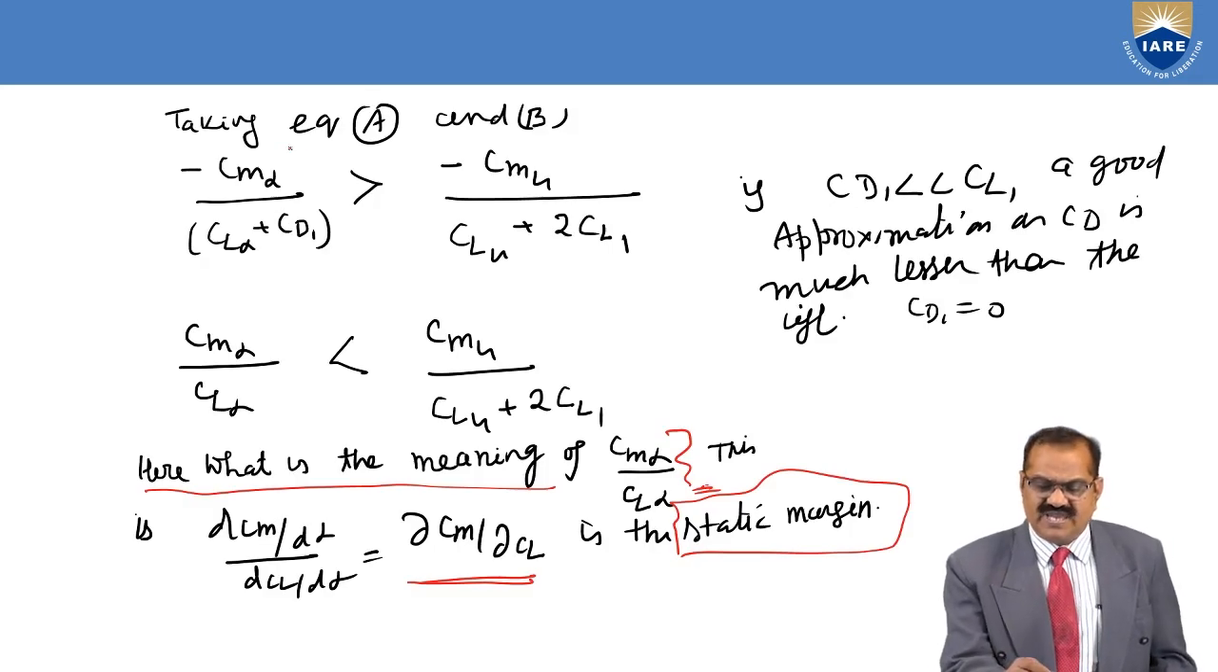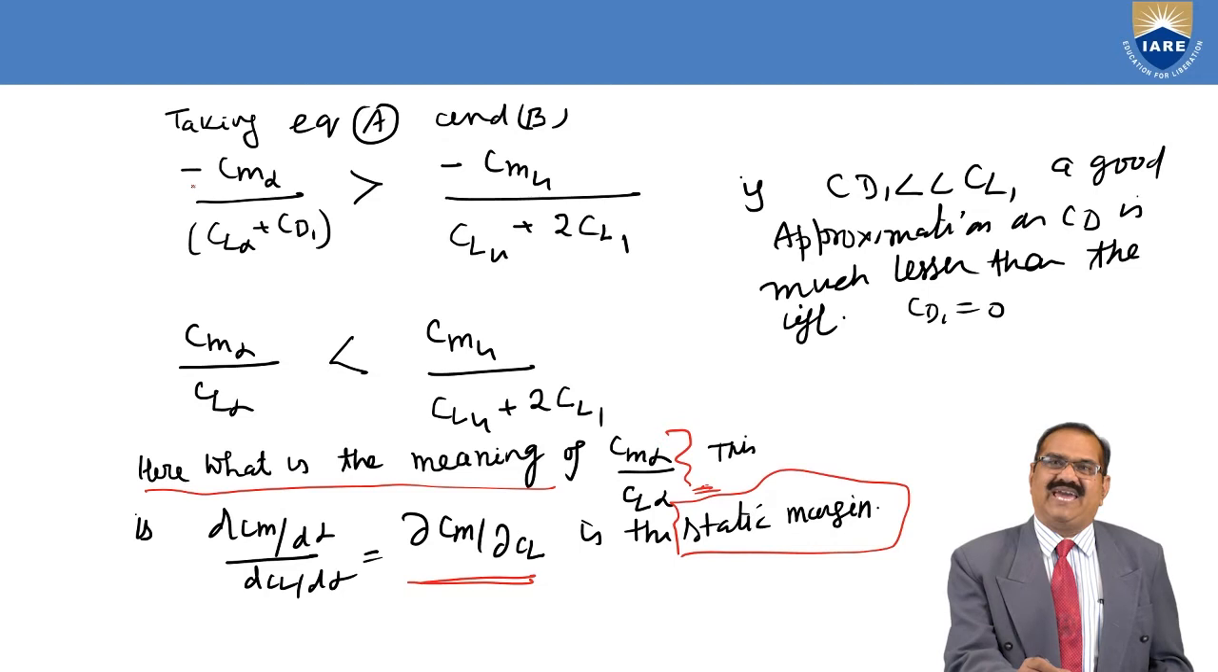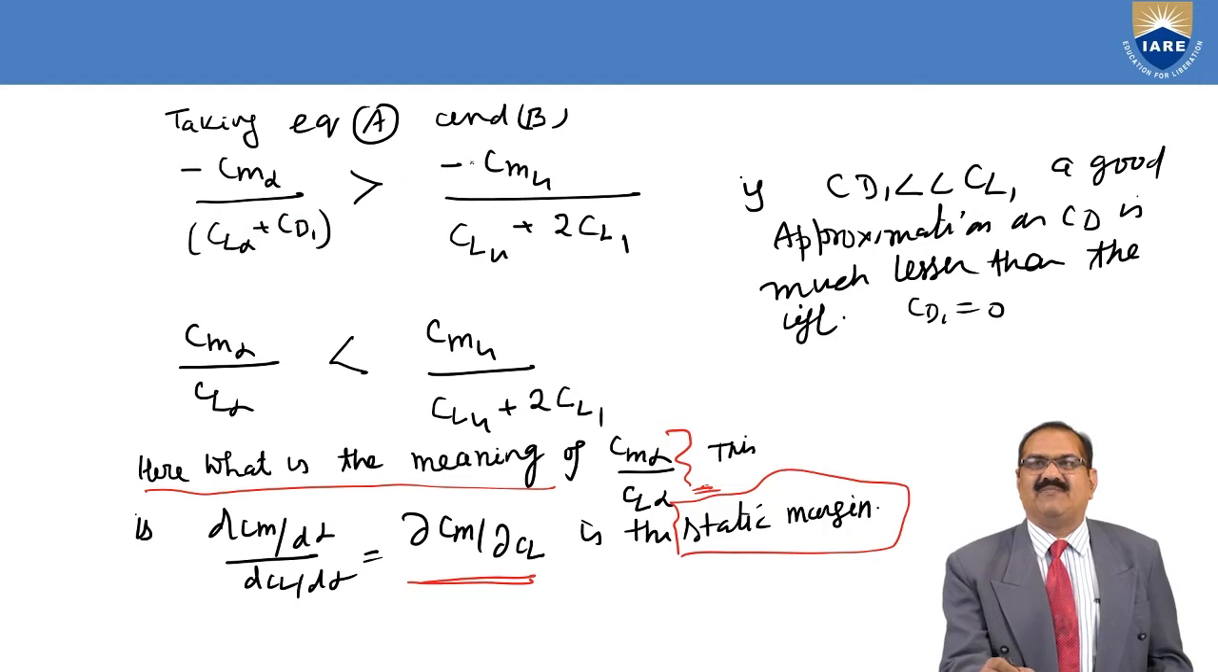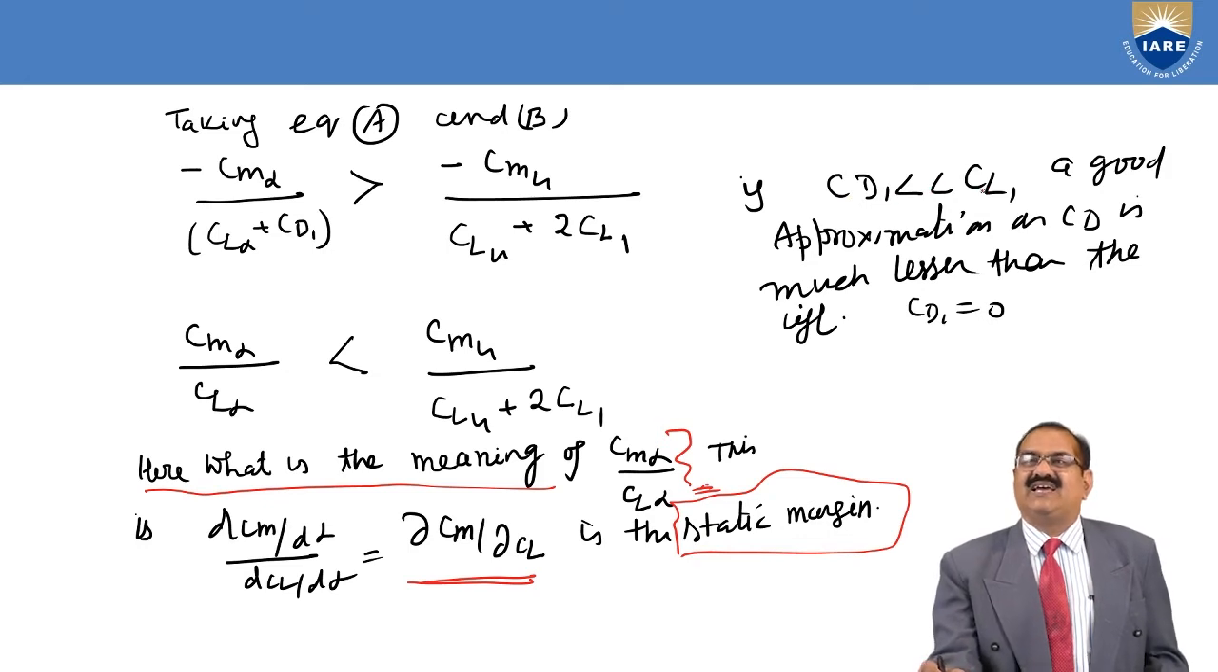So here, taking equations A and B, from A we will get minus CM alpha by CL alpha plus CD1 is greater than minus CMU divided by CLU plus 2CL1. If we assume here that CD1 is very, very much less than CL1. CD1 is what? It is the coefficient of drag. CL1 is what? It is the coefficient of lift. So if the coefficient of drag is much, much lesser than the coefficient of lift, which is a very good approximation, as CD is much lesser than the lift, here we are putting this CD1 as 0.